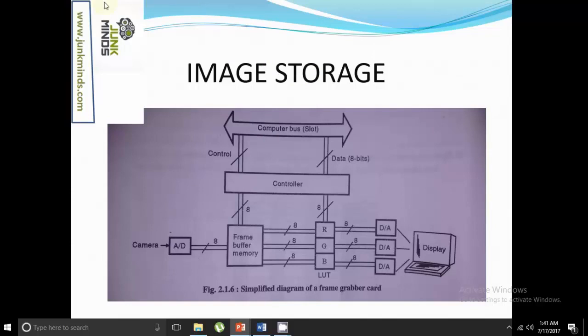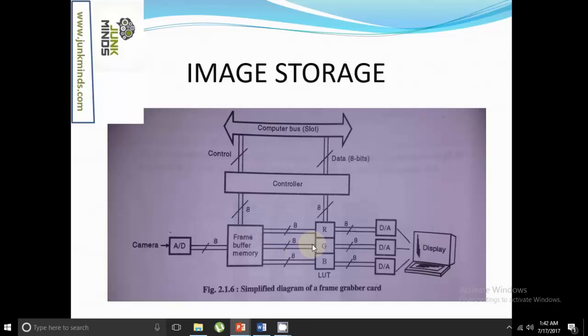The frame grabber card has a block of memory which is separate from the computer's own memory, and large enough to hold any kind of image. This is known as frame buffer memory, which is different from the memory of the computer. The image data here usually is in the form of bytes. 1 byte is equal to 8 bits, and this is where you can see the data being transferred. Further, this data is written into the frame grabber memory under the computer control. As you can see, this is the computer bus and this is the controller. So this data under their control is written usually by DMA transfers.